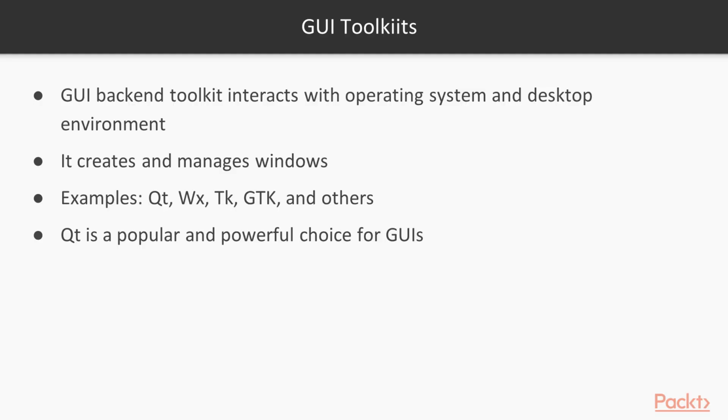You can also display a plot in a separate window on your desktop. This uses a GUI backend toolkit that interacts with the operating system and the desktop environment to create and manage windows. Examples of cross-platform backends include Qt, WX, TK, GTK, and others. Matplotlib can use any of these toolkits to display a figure. Qt is a popular and powerful choice for GUIs. It is well supported by Matplotlib and Jupyter.